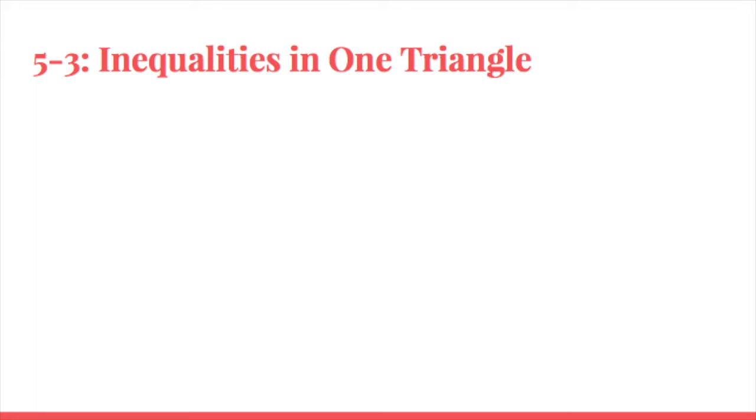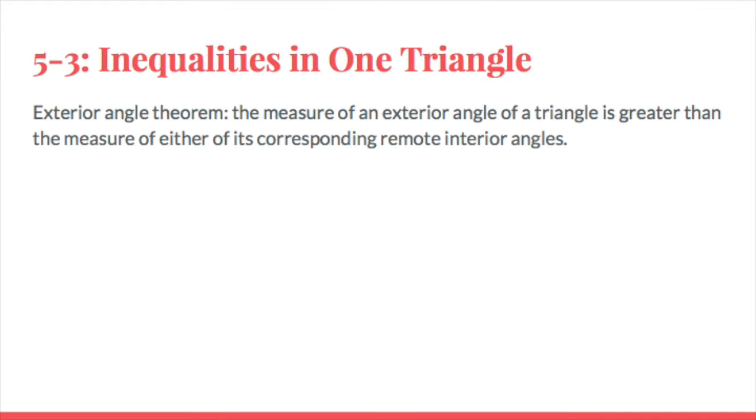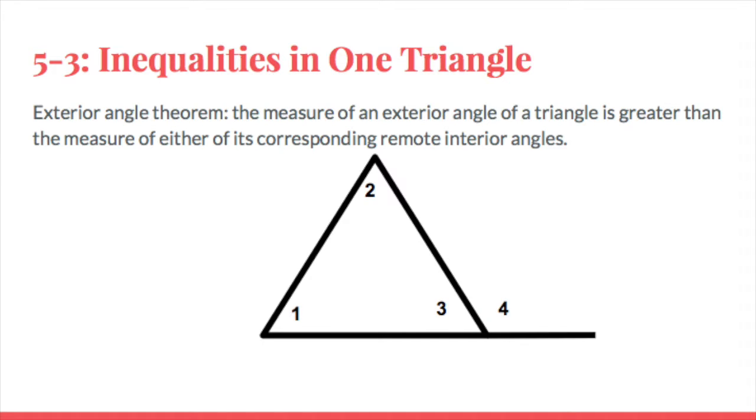Next, we have Chapter 5-3, Inequalities in One Triangle. We chose this topic because it's interesting to learn more about the properties of such a common shape. The first thing to know about inequalities in one triangle is the exterior angle theorem, which states that the measure of an exterior angle of a triangle is greater than the measure of either of its corresponding remote interior angles.